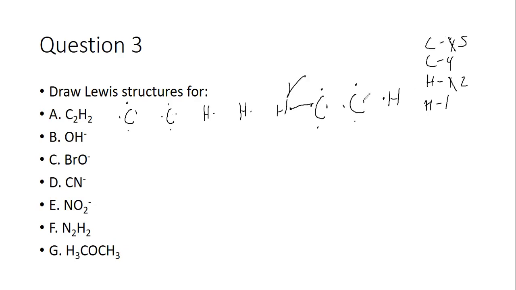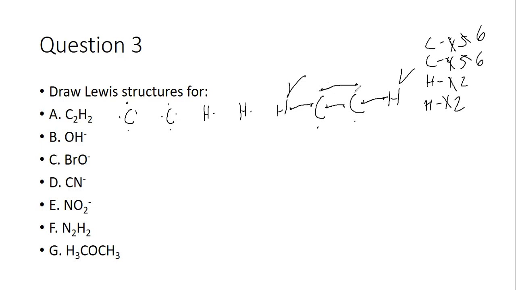So good. Make another bond. Hydrogen has 2, this carbon has 5. That hydrogen's good. Right, single bond between the carbons. Now they have 6. Uh-oh. A single bond didn't do it. My carbons are at 6. Whatever shall I do? Well, you can make up to a triple bond. So you can do this 2 more times.